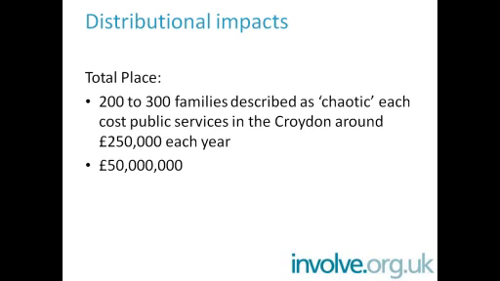So looking at, through Total Place in Croydon, for example, they found that there were about 200 to 300 families which they described as chaotic, which each year cost the public services around £250,000 per family. £50 million. Now, that's only 200 families in Croydon, and if you were to do an engagement process and track some of the benefits, it might seem very small. But if you're actually reaching some of these groups which have a disproportionate impact on society, then that can make the program worthwhile in itself.